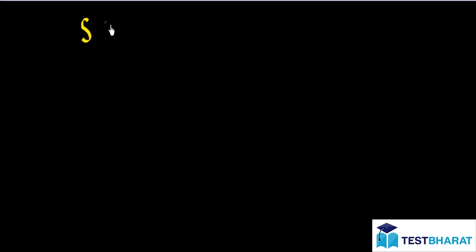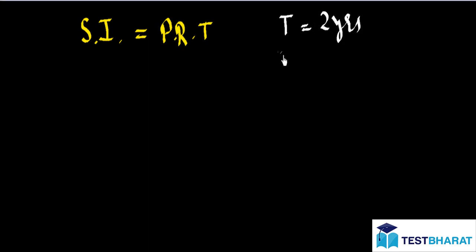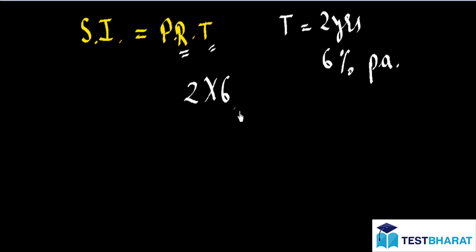So here it is. For calculating simple interest, we have the formula as P into R into T, right? So P is my principal, R is my rate of interest, and T is time. Let's say I have a time horizon of 2 years and interest rate as 6% per annum, and there is my principal. So I can simply calculate my simple interest as 2 into 6, that is 12%, and I can calculate the 12% of principal and I'll get the simple interest.